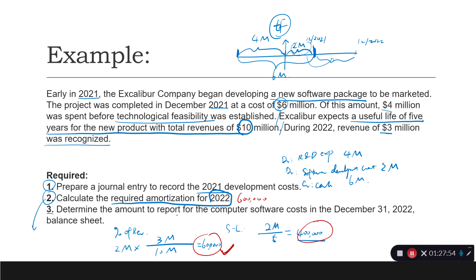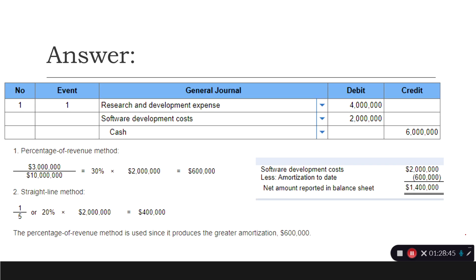And then the third: determine the amount reported for computer software costs on the December 31st, 2021 balance sheet. On the balance sheet, on the asset side, I will have software development cost, and I will put $2 million as the cost. I will subtract $600,000 as amortized to date, and it equals net software cost, which is $1,400,000.